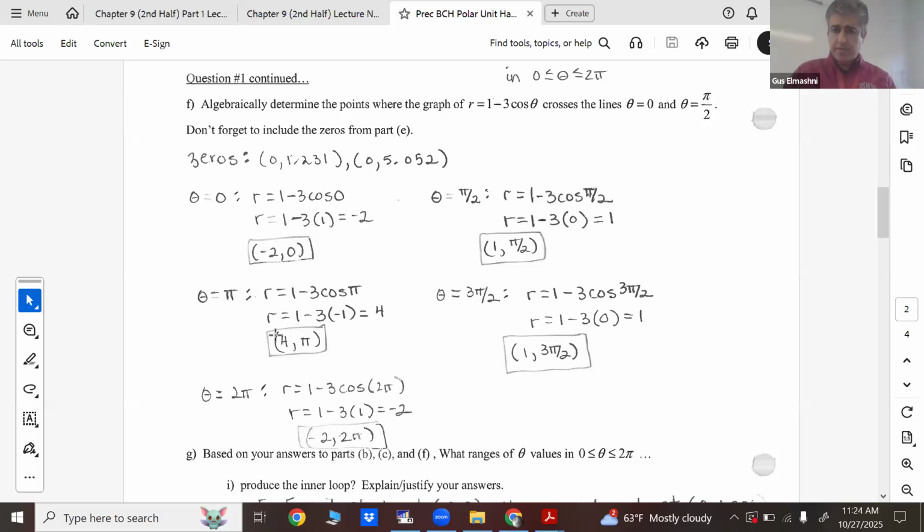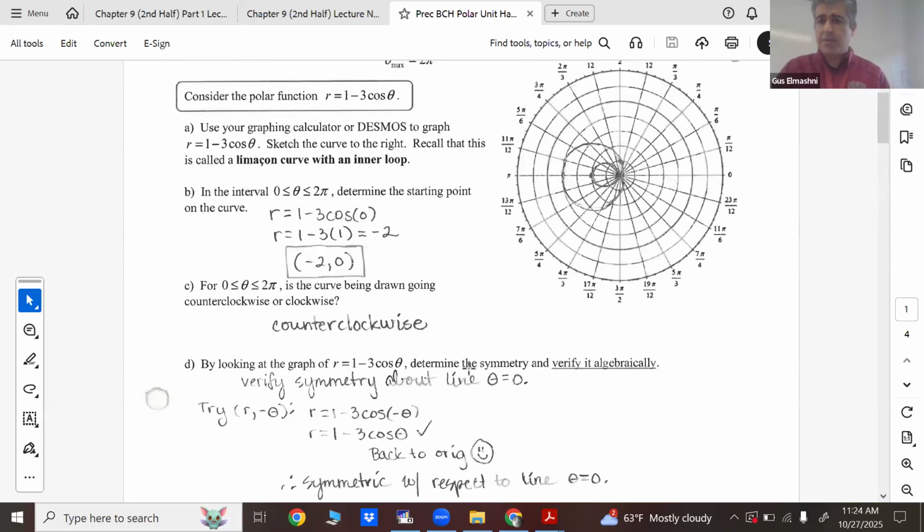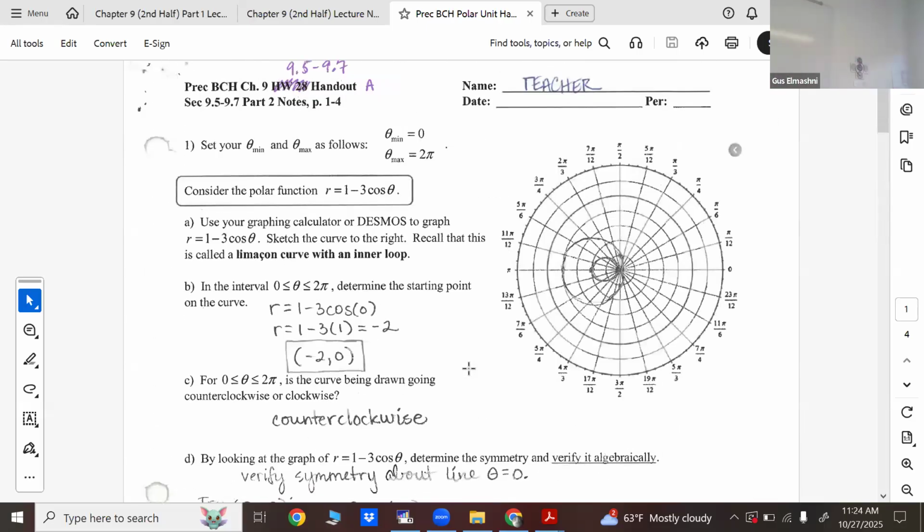Now, pi over 2, what are the angles happening at pi over 2? 3 pi over 2, right? They're still in the same line. So you find what it is at pi over 2, which was 1. At 3 pi over 2, it's also a radius of 1, right? Because what's cosine 3 pi over 2? 0. What's 1 minus 0? 1. So at 3 pi over 2, my radius is 1. Great. If there is a negative 1, it would jump over here, by the way. So that's right there.